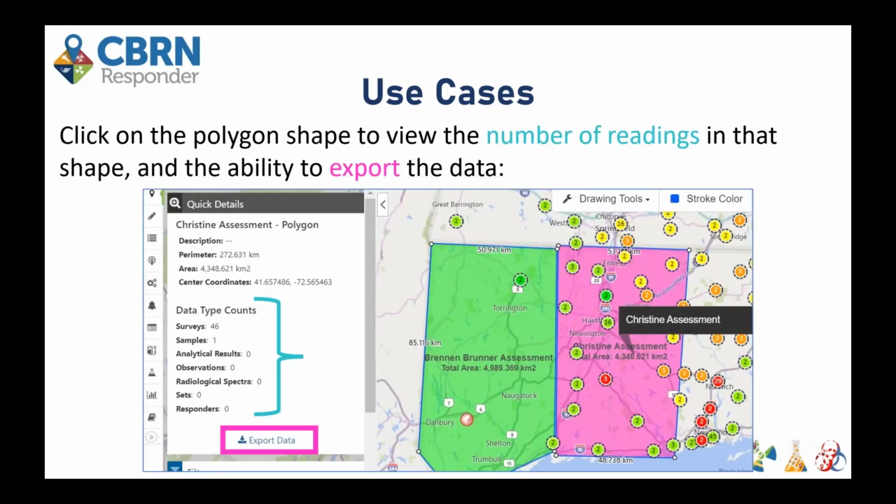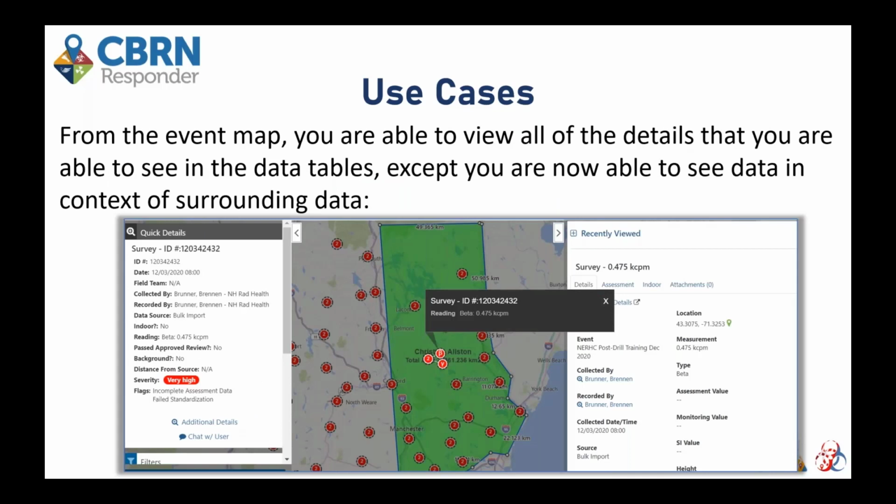You can also click on the polygon to view the number of readings in that specific shape, and you can export the data. So you can also view the details specifically from the map, and you will have that location context of where the data point is.